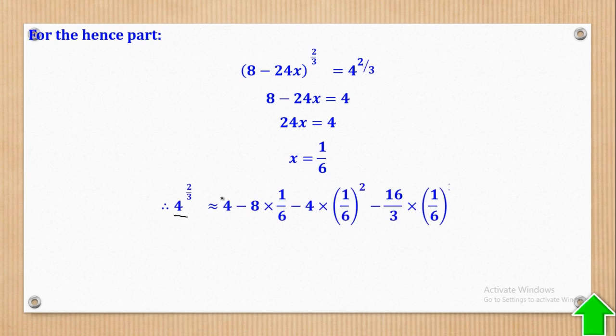Therefore, where there is x, we shall put there 1 over 6 in the expansion we got in the previous slide. Then use a calculator, you'll come up with this, but they said one decimal point, so you round off to one decimal point.